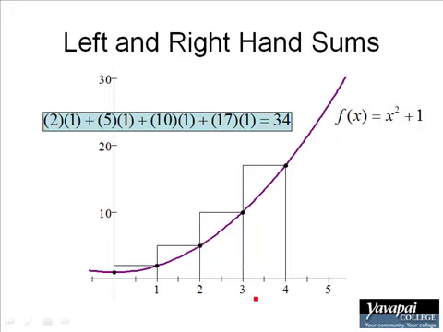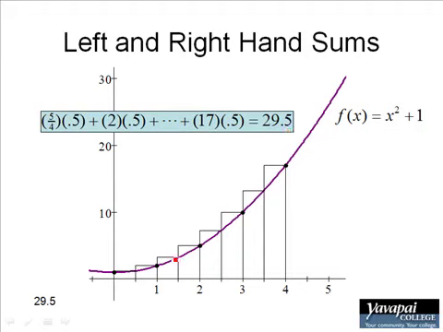The third rectangle takes its height also from the right-hand side. So when I put 3 into the function, I get 3 squared plus 1, which is 10, times 1 for the width. And then the last rectangle takes its height from the right-hand side, which is at 4. When I put 4 into the function, I get 17. So this last rectangle is 17 high and 1 wide. So the 4 rectangles give me terms of 2 times 1 plus 5 times 1 plus 10 times 1 plus 17 times 1. That's a total of 34 units of area.